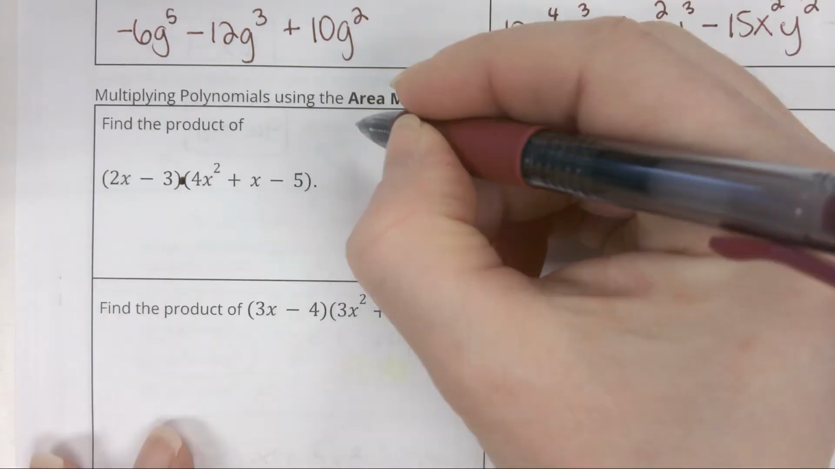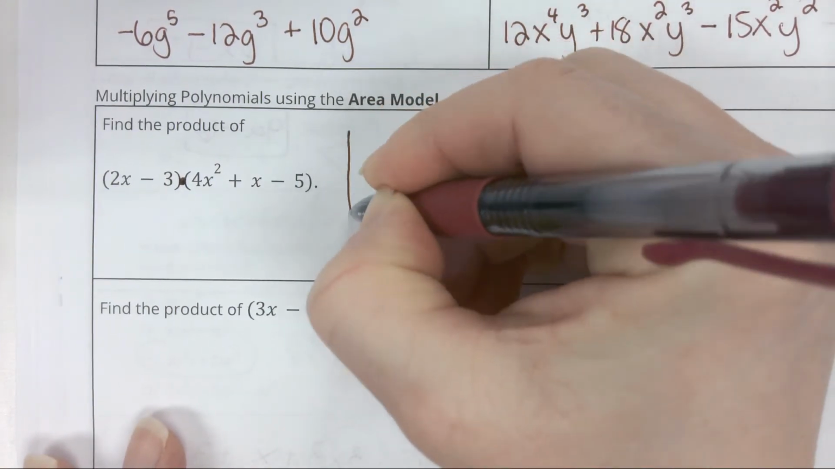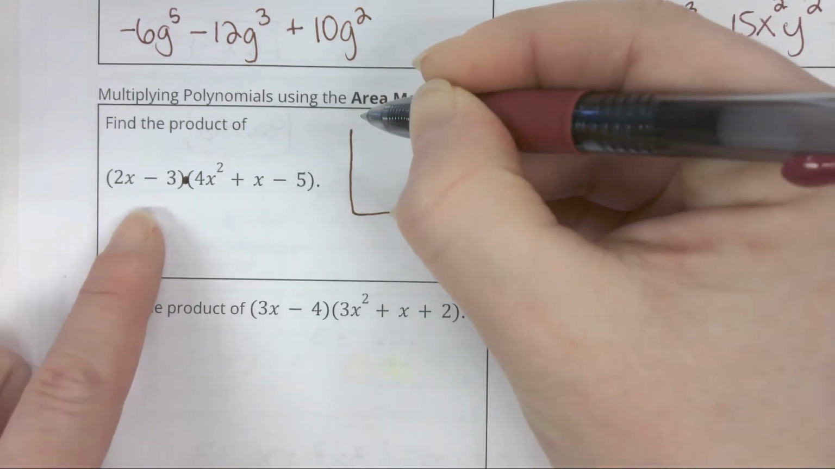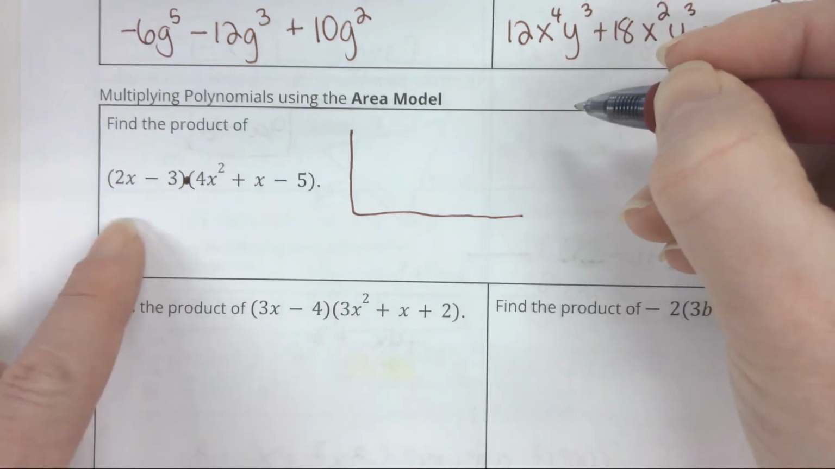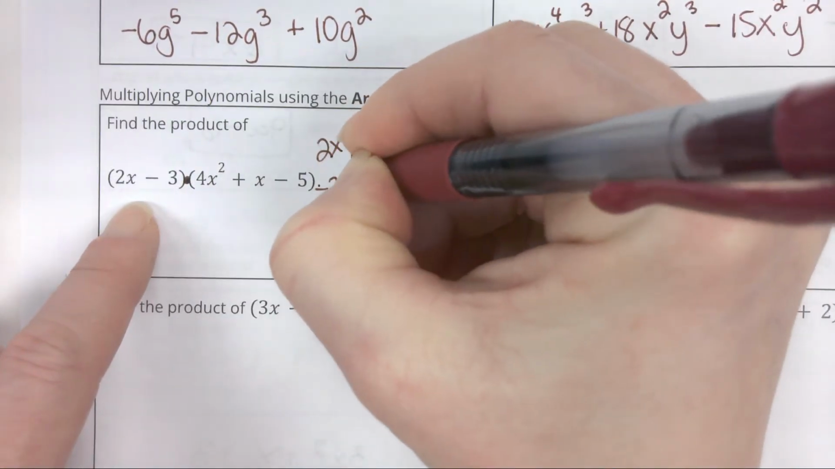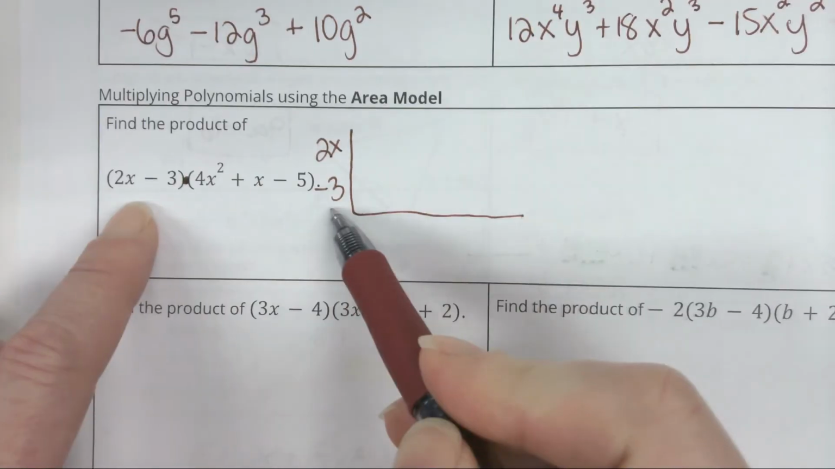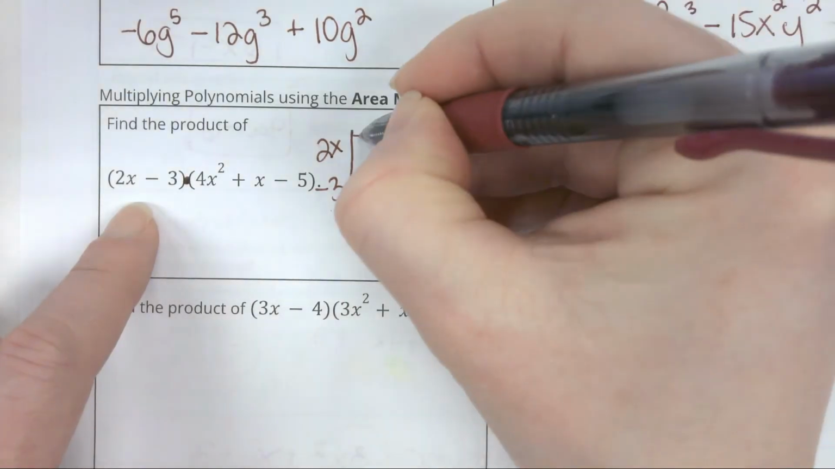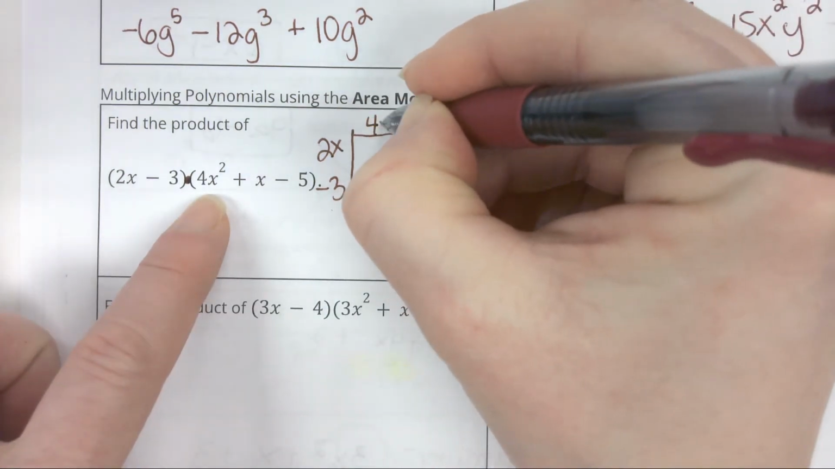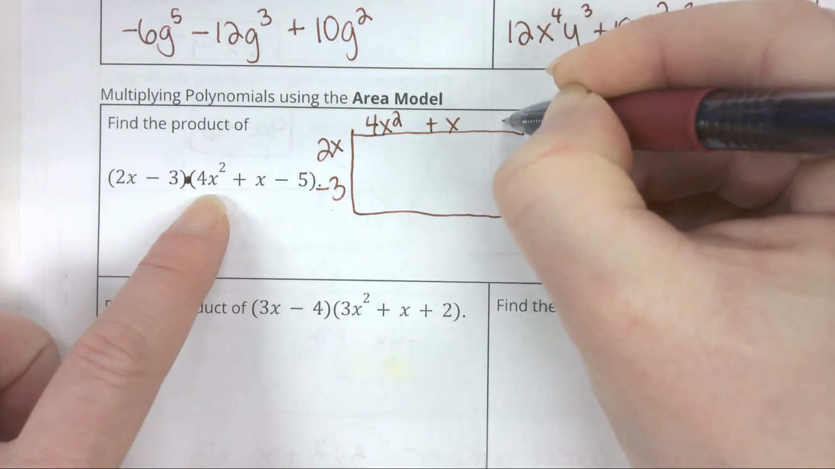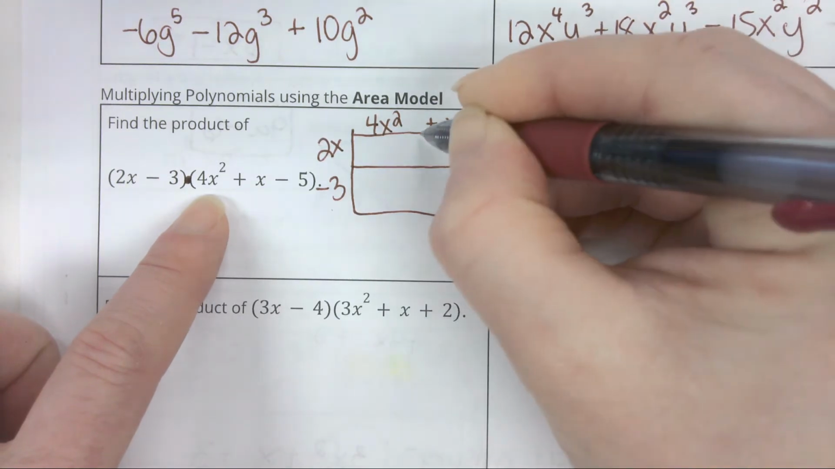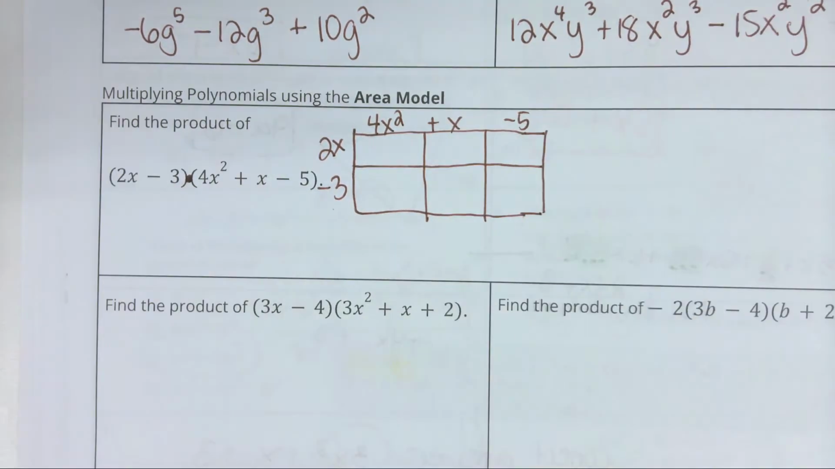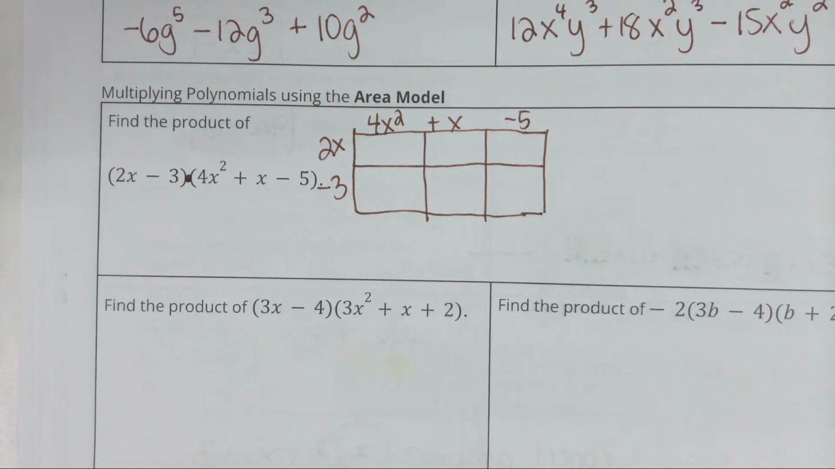So I also sometimes call this the box method. What I do is I make a box and I put one of my polynomials on, it doesn't matter, the top, and the other one on the side. So I'm going to put this 2x minus 3. Notice I did the minus 3 there, okay, on the side. And on the top of the box, I'm going to do my other one, 4x squared plus x minus 5. And then that's going to guarantee for me that I'm going to multiply all of the terms, because the idea with distributive is you have to take every term in the first times every term in the second.